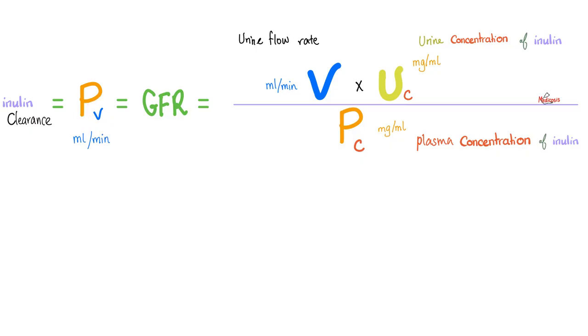PV is the volume of the plasma, is the same as inulin clearance, is the same as GFR, and normally the GFR is 125 what? Volume per minute. It's the volume of plasma that gets cleared of inulin per minute.